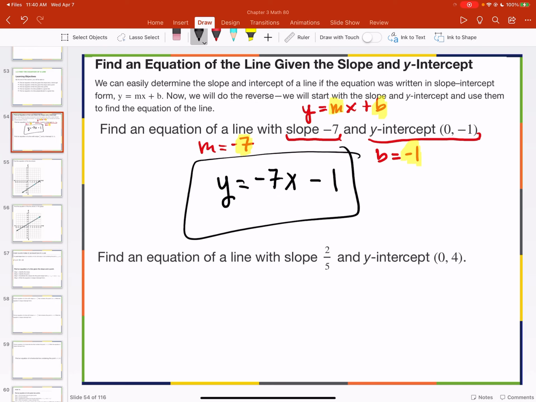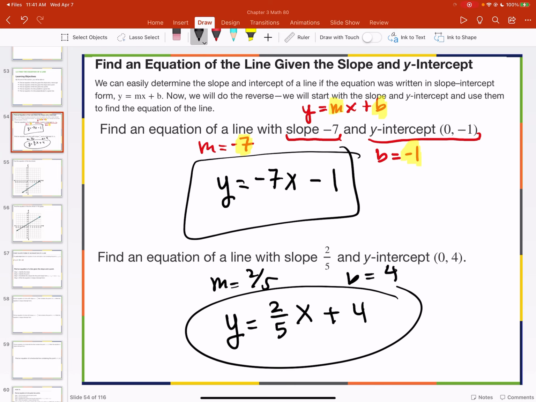So then for the next one, slope is 2/5. Y-intercept is 0, 4. In other words, the value of b is 4. So y equals mx plus b. All right.